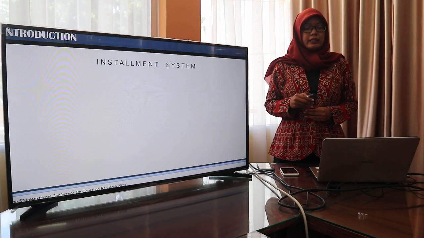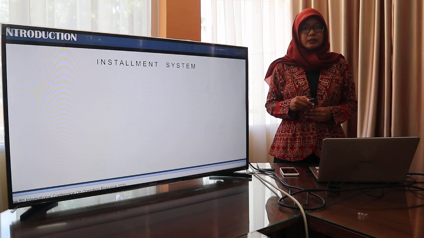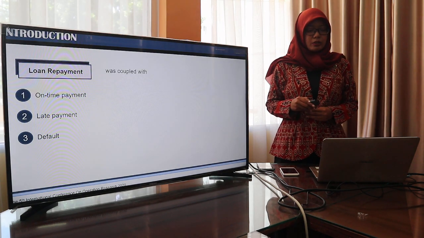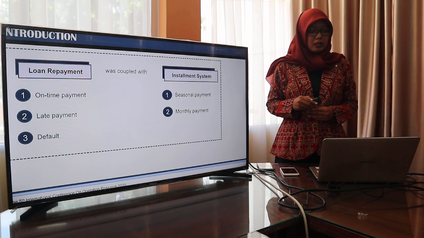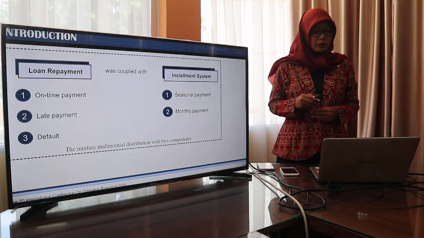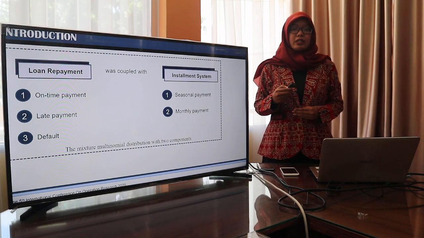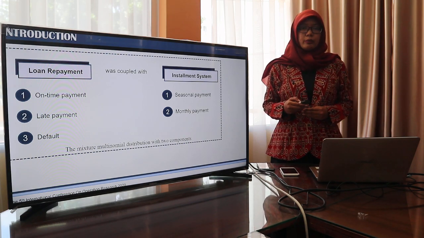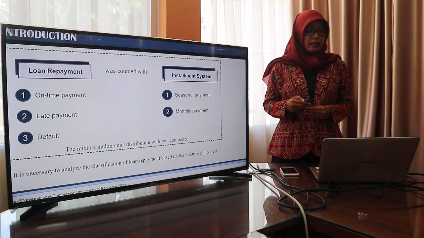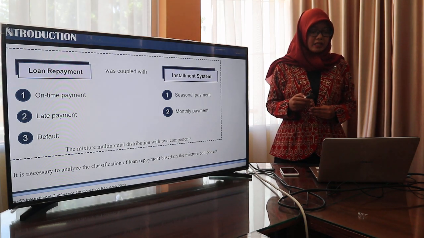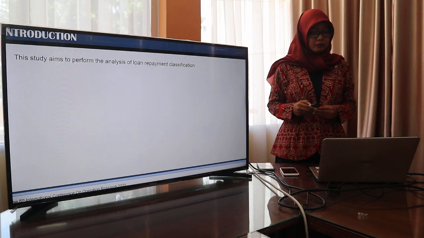Loan repayment as the response variable is multi-category with a nominal scale, so it follows a multinomial distribution. The VUC-X has two types of installment systems, namely monthly payment and seasonal payment. Loan repayment was coupled with the installment system. This combination produces a mixture multinomial distribution with two components. The characteristic of each component can be identified through the mixture multinomial distribution.